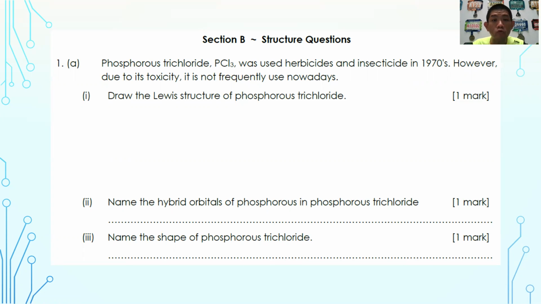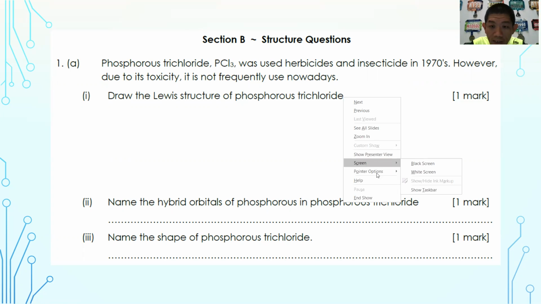Phosphorus trichloride, PCl3, was used as a herbicide and insecticide in the 1970s. Due to its toxicity, it's not frequently used nowadays. 1. Draw the Lewis structure of phosphorus trichloride. So you're expected to use the 4 steps for a covalent compound. Now, if you are not sure how to use the 4 steps to deduce the Lewis structure, I'm going to illustrate for you, so hopefully you'll be able to understand better.